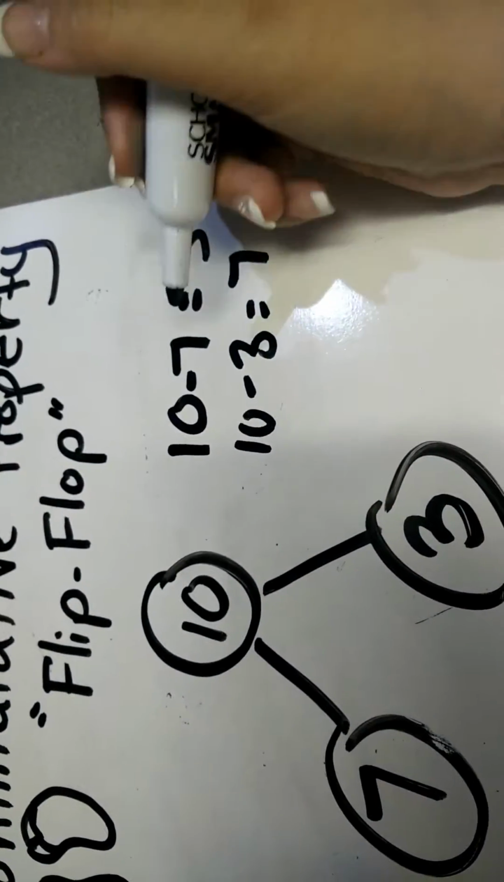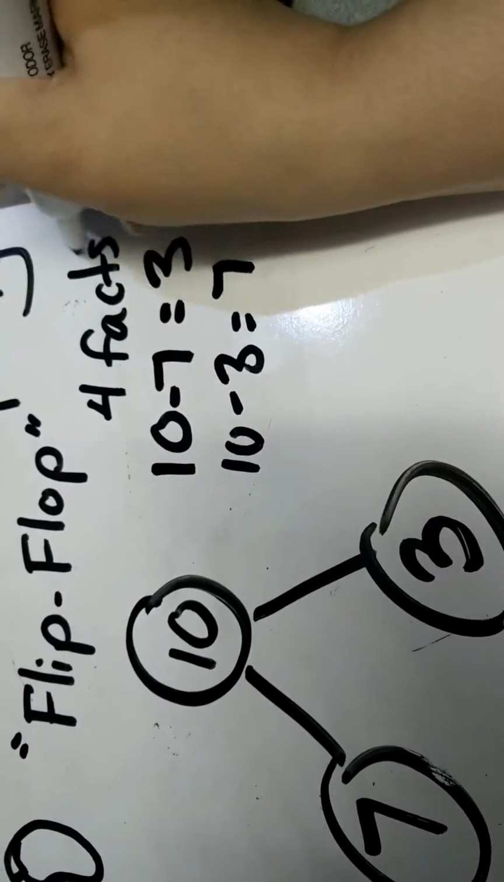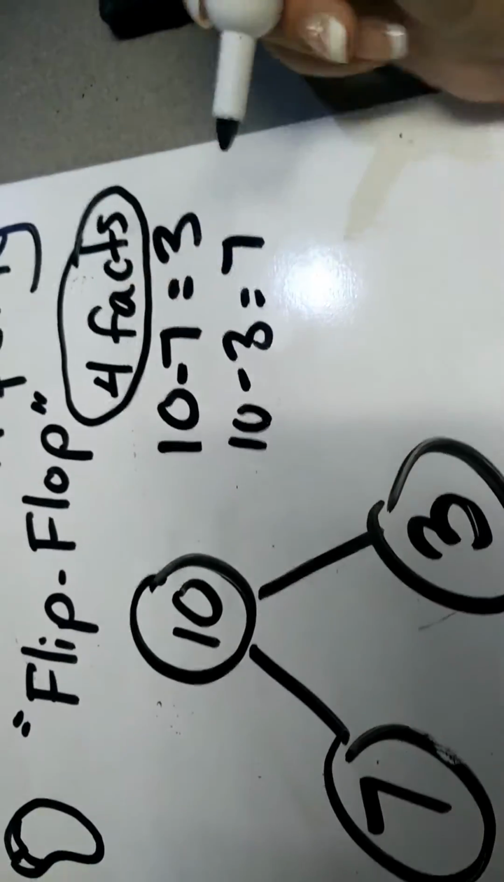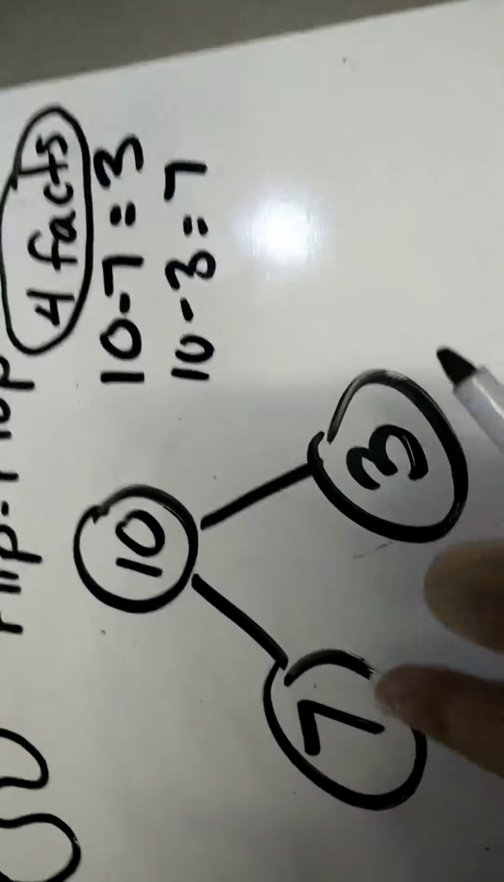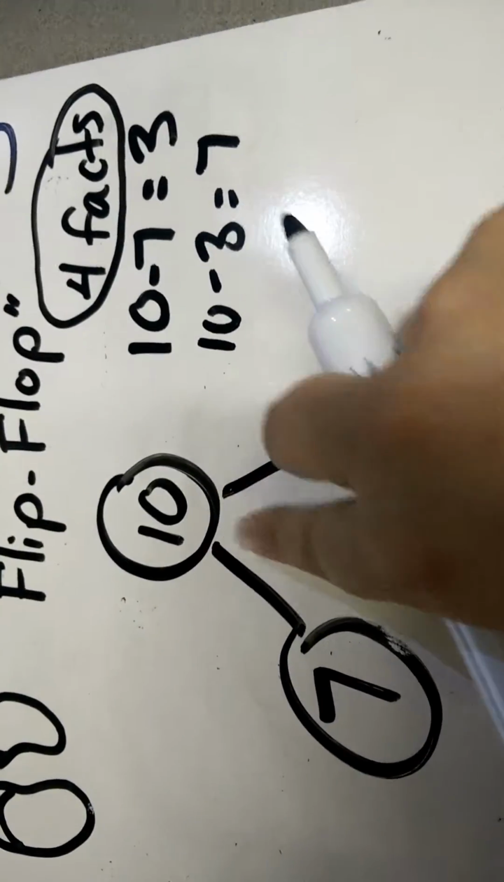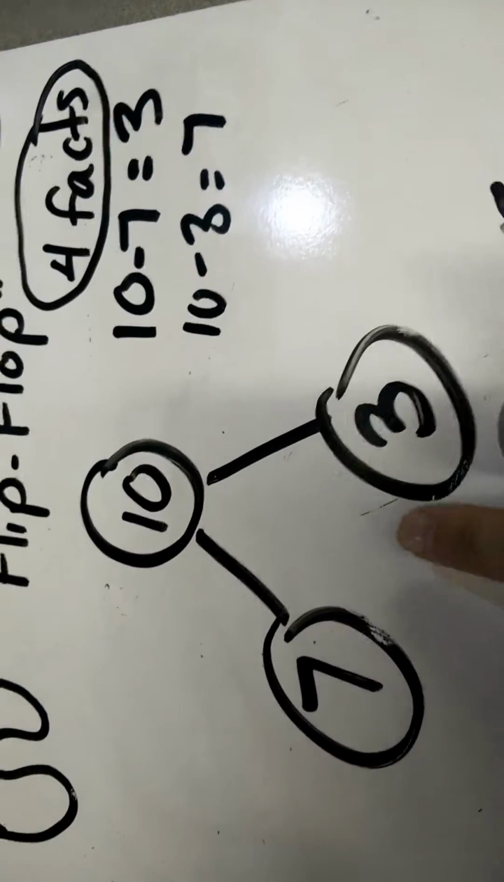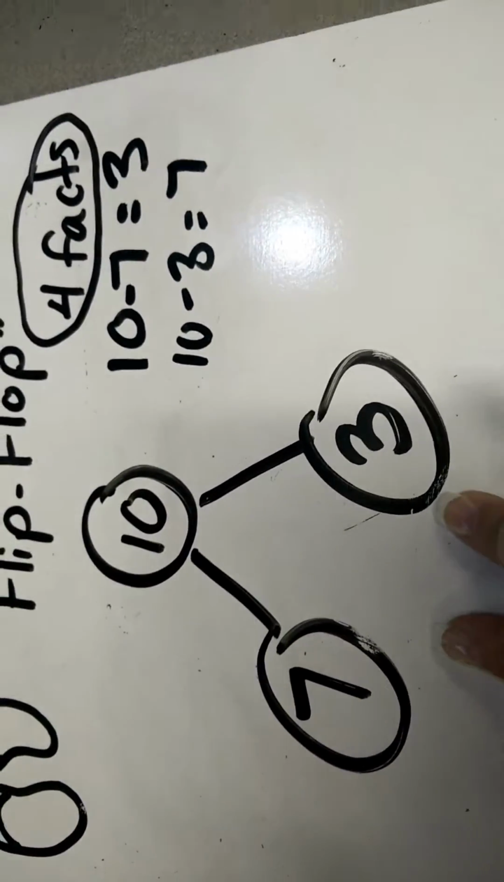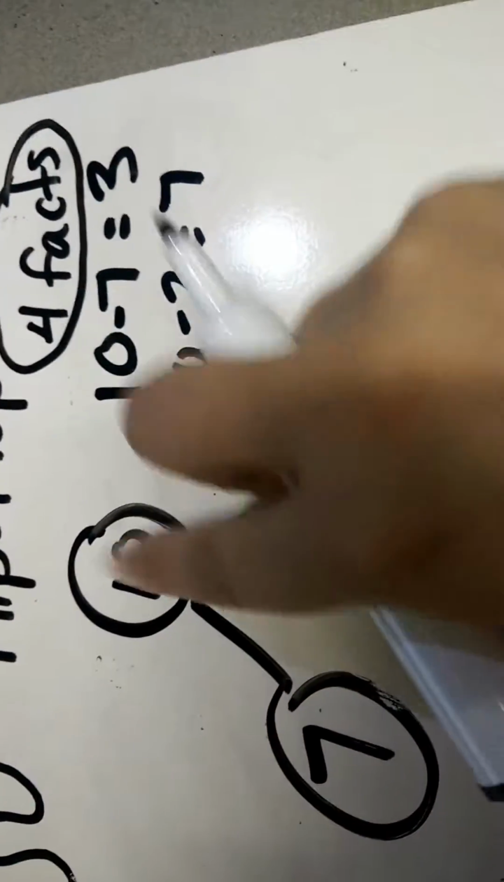Now, in a fact family, there's usually 4 facts. 2 addition and 2 subtraction. Okay, we've got our 2 subtraction. Now we have to do our addition. I know just by looking, when I go across, I have to add. So when you go down, you subtract. You go across, you add. So if I look here, my 3 and my 7 are neighbors, so I have to add them. So I know that 3 plus 7 equals 10.